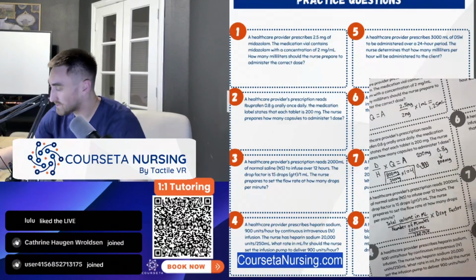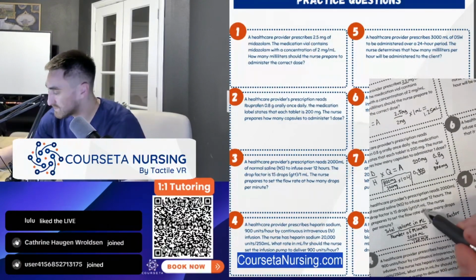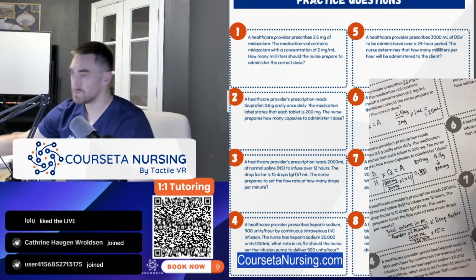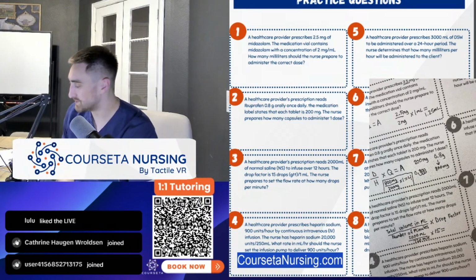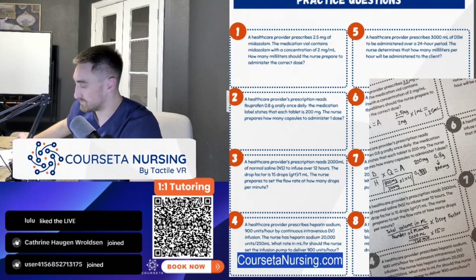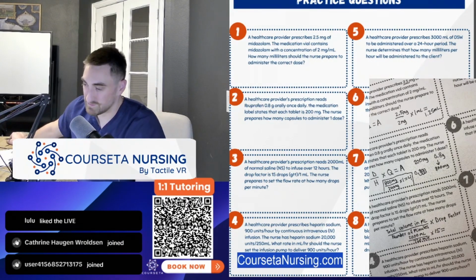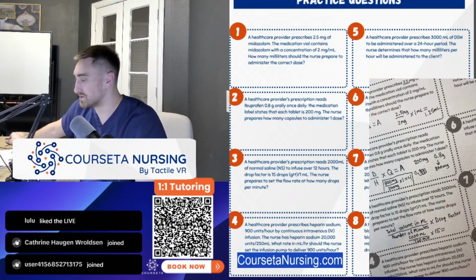So where's the drop factor? It is 15 drops per 1 ml. So there you go with the 15. We plugged our numbers in, and you would just multiply it. First divide, of course, and then multiply. So 2,000 divided by 720, and then you're going to get 2.777 times 15.